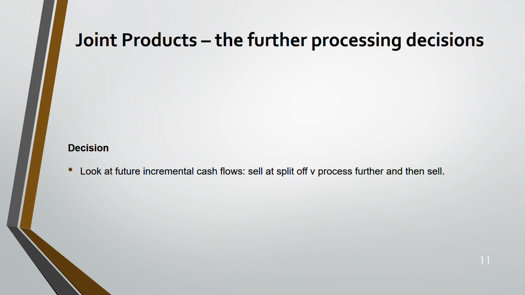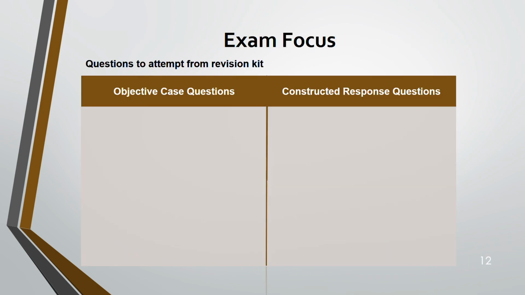Then you need to decide whether to sell at the split-off or process further and then sell. Either you can sell the two products at the split-off point, or process the two products further and then sell later on. So here, pre-separation joint cost is not relevant. That means whatever the joint cost before the separation is irrelevant. Only include the post split-off aspect. After splitting off, what is the cost? Only those costs.